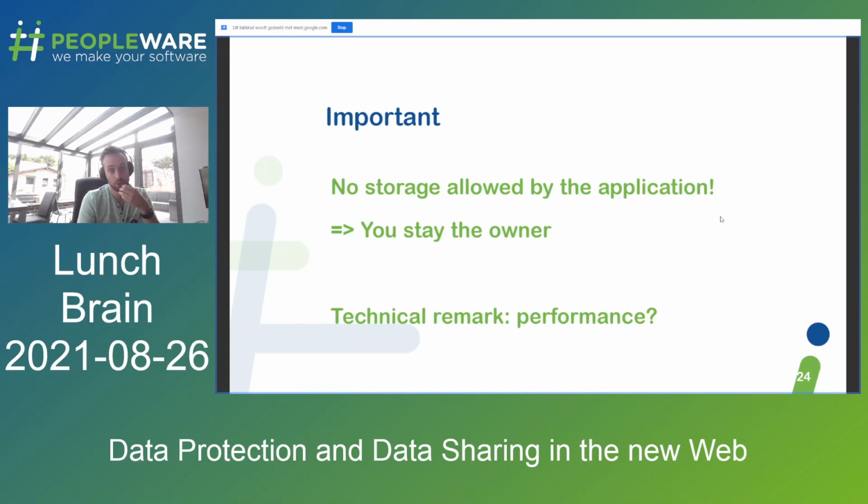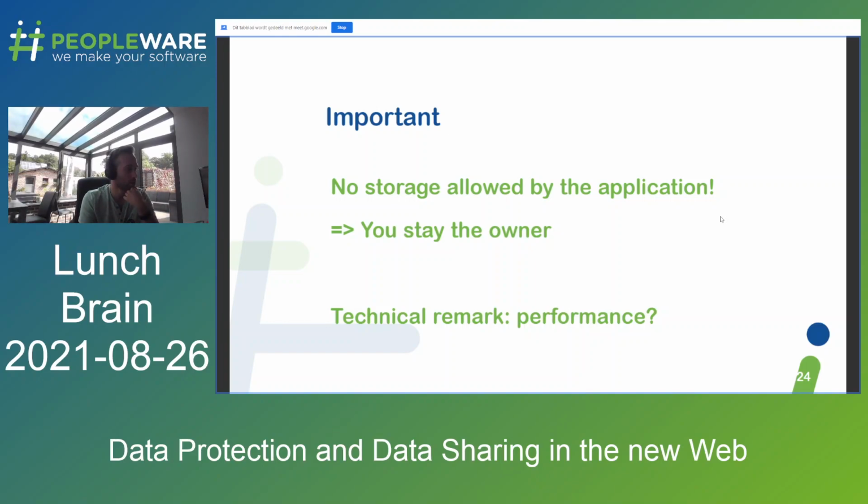This means that you stay the owner. So you define who has access to your tweets, what information about the tweet that they can see. You can grant access to, or the concept says that you can grant access to certain people to show the profile picture to. So you are in full control of what is happening with your data.